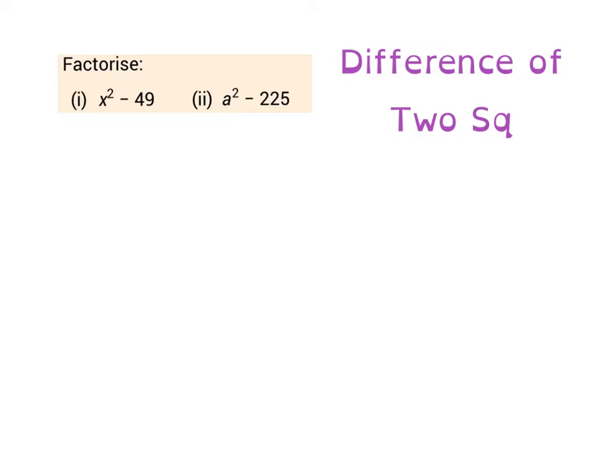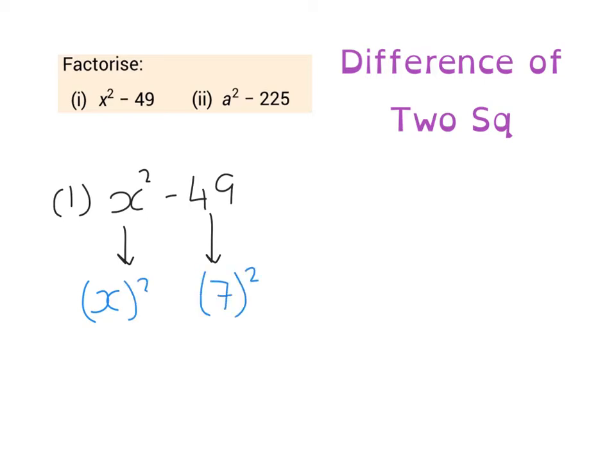Here we're going to factorise using the difference of two squares. So for part 1, we take the x squared minus 49 and we simply write each term as a square. And when I do that, I get x squared and 7 squared. And if it's not directly clear to you, to find 7, I simply found the square root of 49.